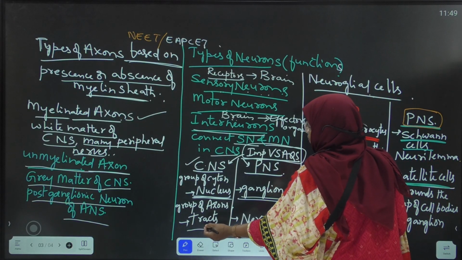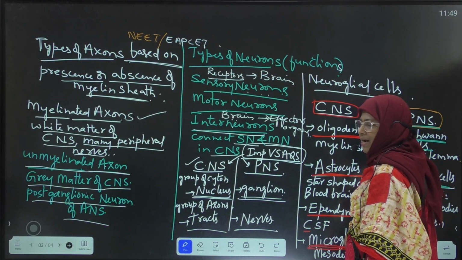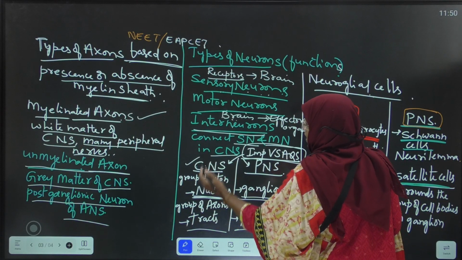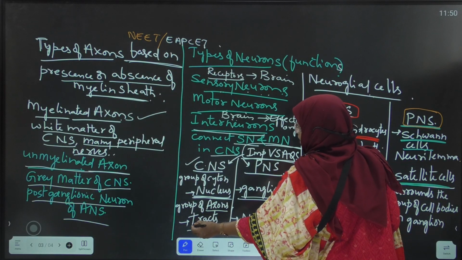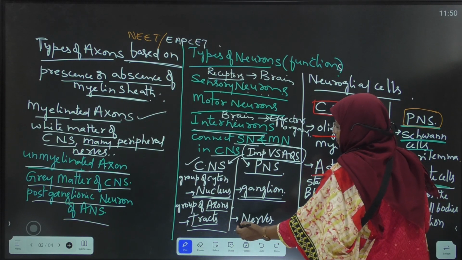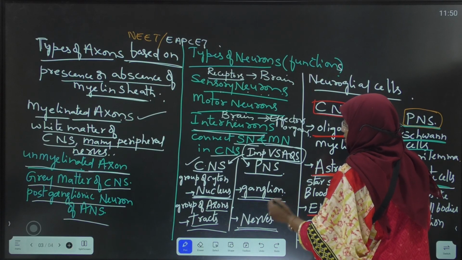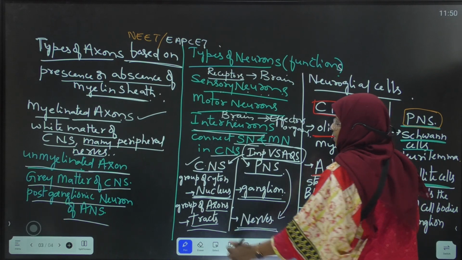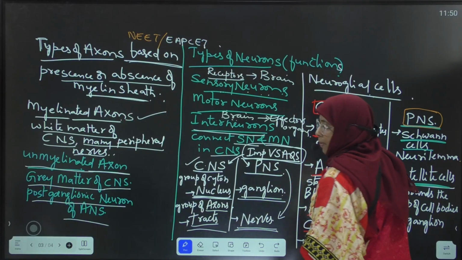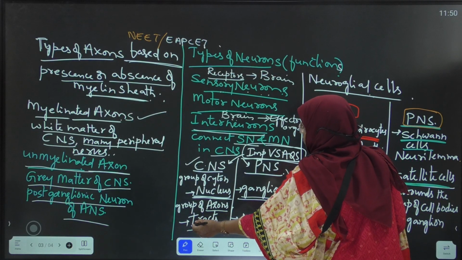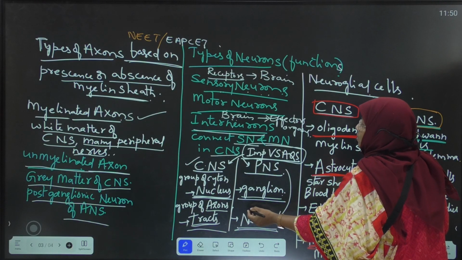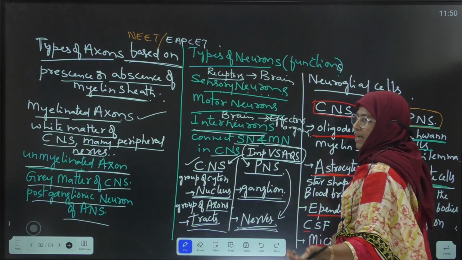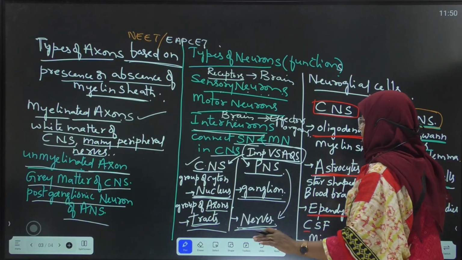Next, what is the difference between tracts and nerves? It is also a very important VSAQ. A group of axons in the CNS is called a tract. A group of axons in the PNS is called a nerve. What are tracts? A group of axons in the central nervous system are called tracts. A group of axons in the peripheral nervous system are called nerves. This is the difference between nucleus and ganglion, and tracts and nerves.